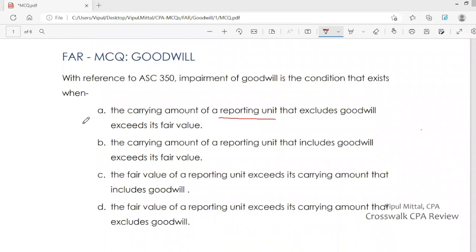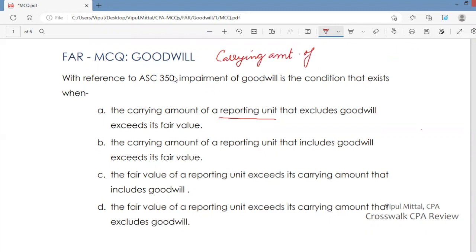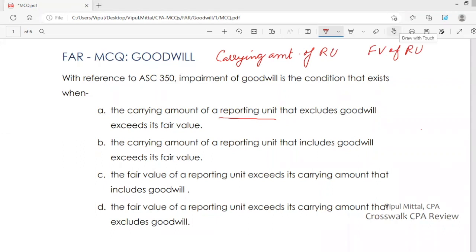Because you are doing the goodwill impairment testing at the reporting unit level, you compare the carrying amount of the reporting unit with its fair value. So you compare the carrying amount of the reporting unit with the fair value of the reporting unit. Now, if this carrying amount of the reporting unit is more than the fair value of the reporting unit, then you say that goodwill has impaired. And this carrying amount includes goodwill.